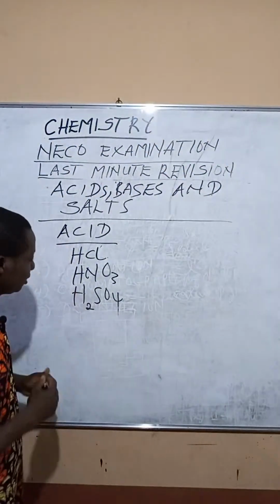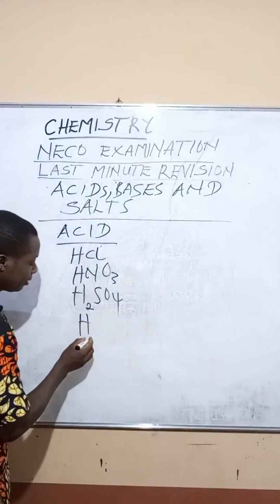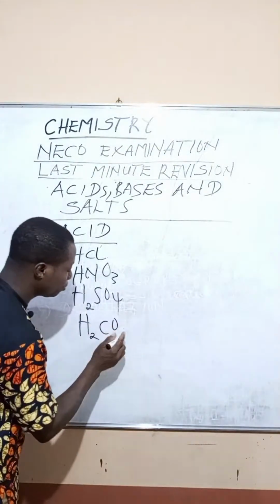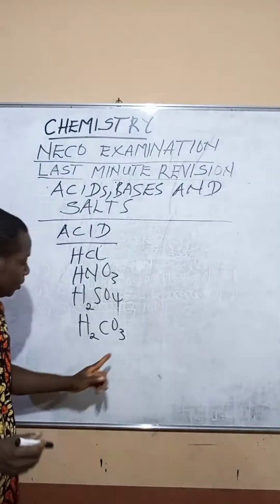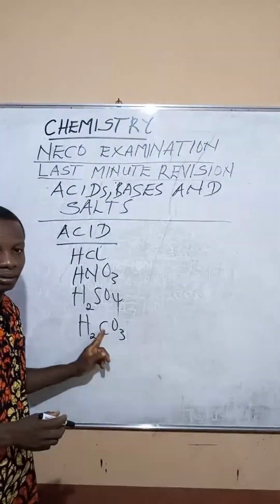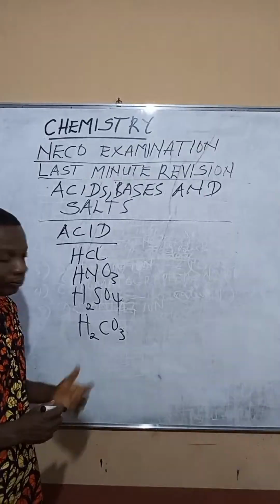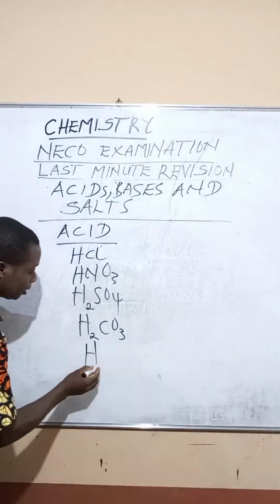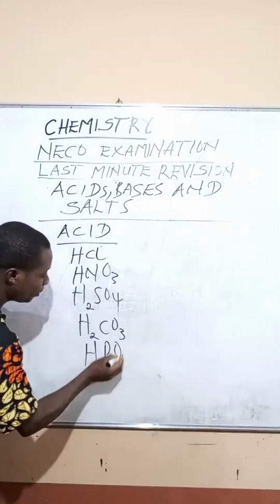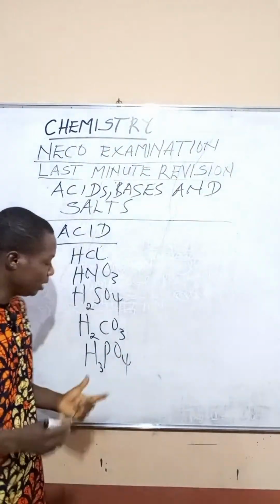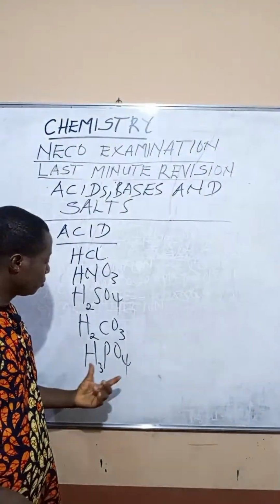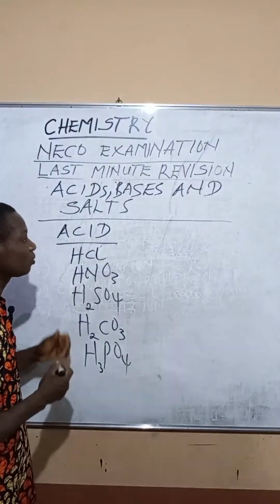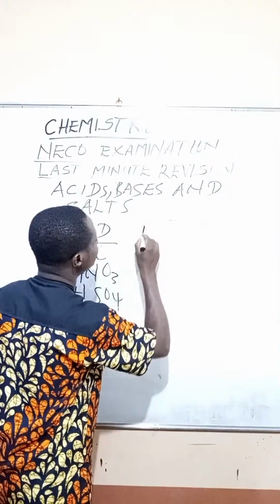Now, we also have another acid here, which is H2CO3. Okay, H2CO3. This one is trioxocarbonate IV acid. That's what this is. Then we have H3PO4. Yes, you see this? So all these are acids. Okay, the basicity of these acids are also very important. What is basicity?